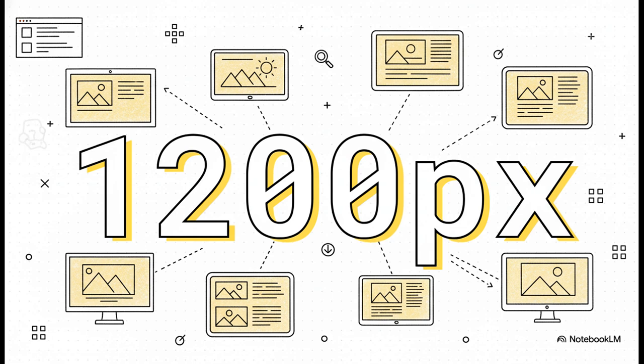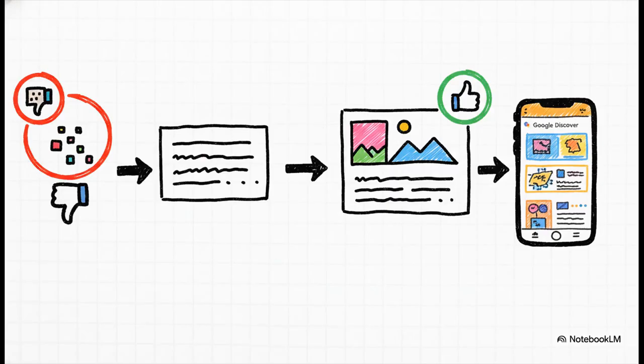And now for our 4th pillar, the image. I want you to remember just one number. That's it, one number, 1200 pixels. So why is that number so important? Because 1200 pixels is the minimum width Google requires for your image to be eligible for things like rich results and, even more excitingly, Google Discover. If your main image is smaller than that, you're just taking yourself out of the running for those amazing high-visibility spots.